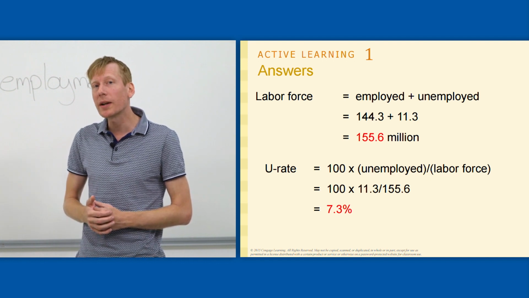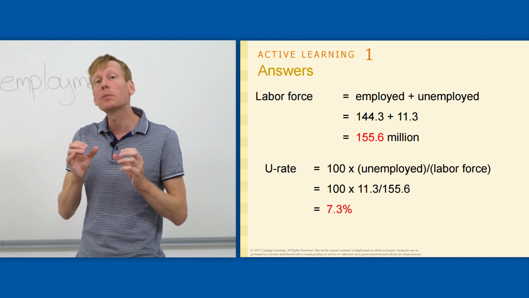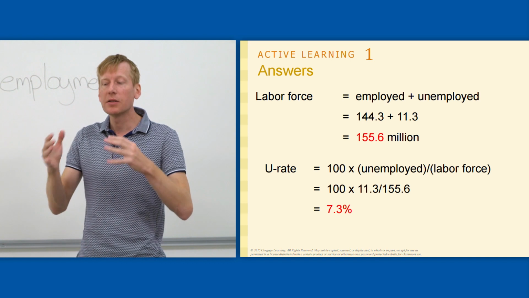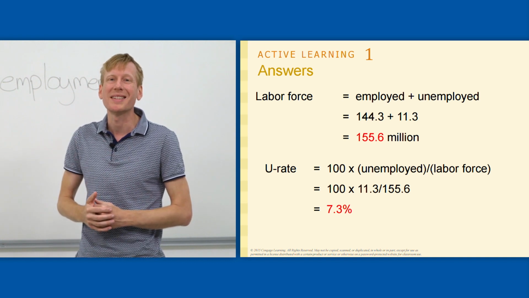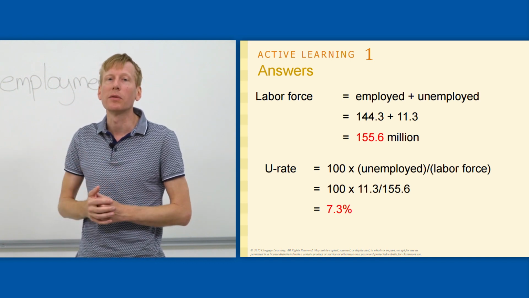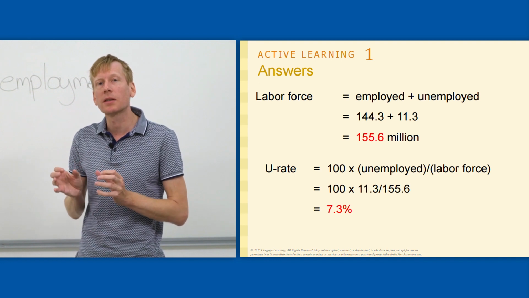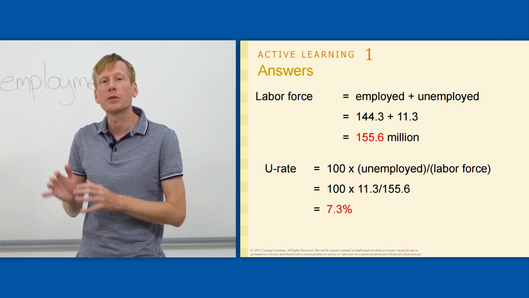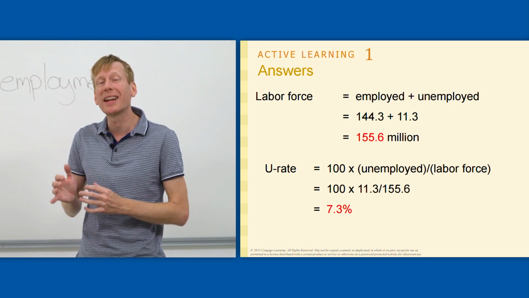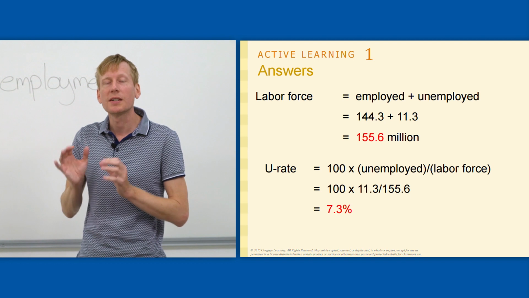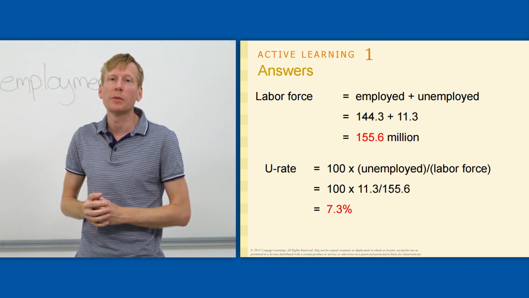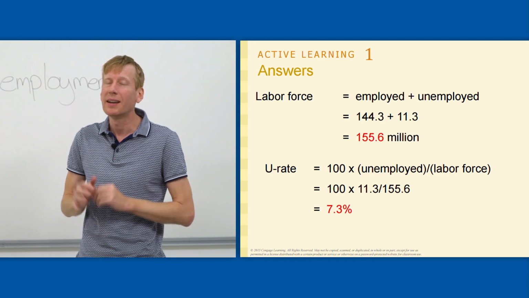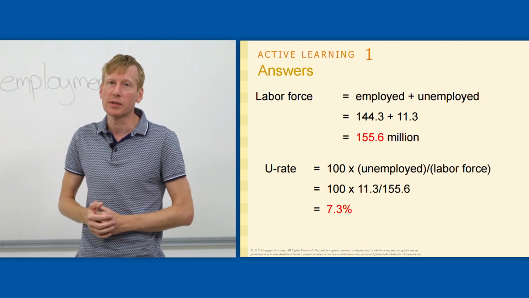The unemployment rate, therefore, would have been that 11.3, the total unemployed population, divided by 155.6, the total size of the labor force. And as of September 2013, that would have been 7.3%. The most recent data shows that at about 3.5%. So this unemployment rate of 7.3% is a snapshot from September 2013. That unemployment rate isn't constant over time.